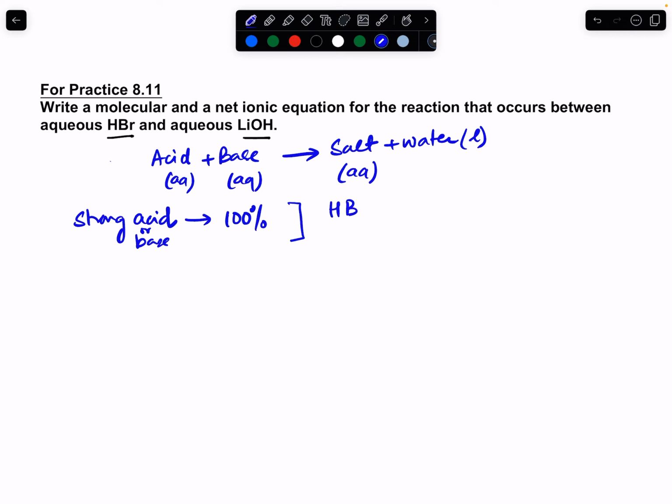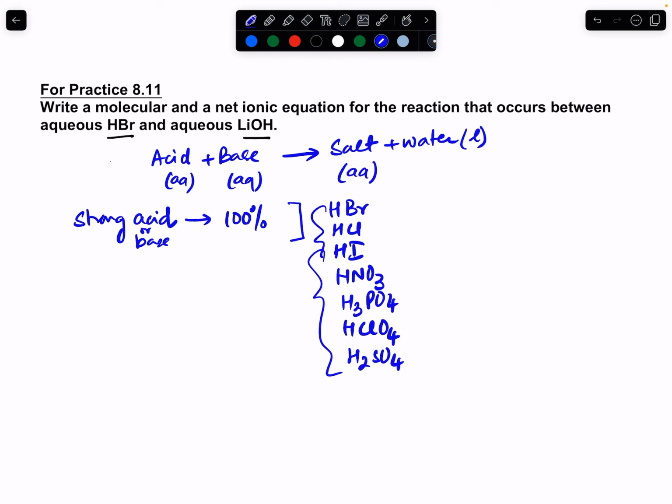So the acids would be HBr, HCl, HI, HNO3, H3PO4. Okay, so these are the common strong acids. Here's another one, HClO4. Common strong acids, let me write another one, H2SO4. Okay, so these are the common strong acids.